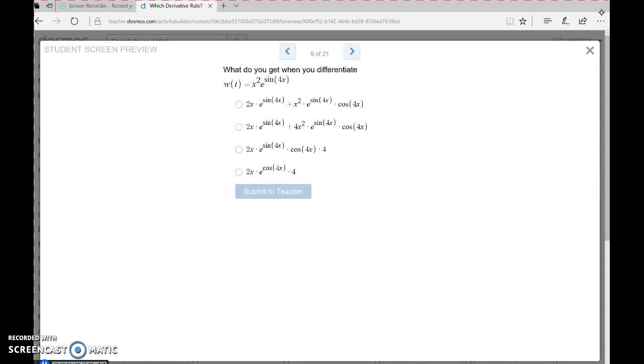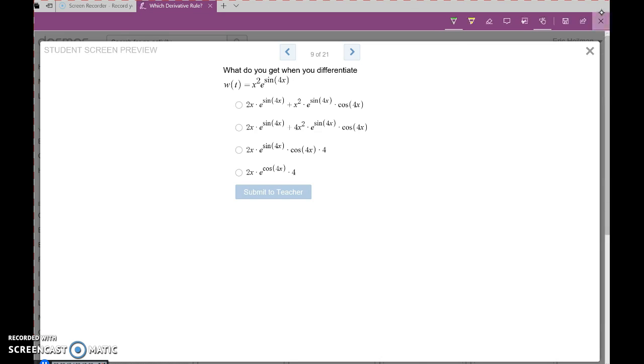Okay, so to do this problem, we're going to have to use the product rule, because we have the product of two functions. And then when we take the derivative of the second term, we're going to have to use the chain rule, because the rule to take the derivative of an exponential function is the chain rule. All right, so product rule. Okay, the derivative of the first term in the product is 2x times the second, e to the sine 4x. And then plus the first term times the derivative of the second.